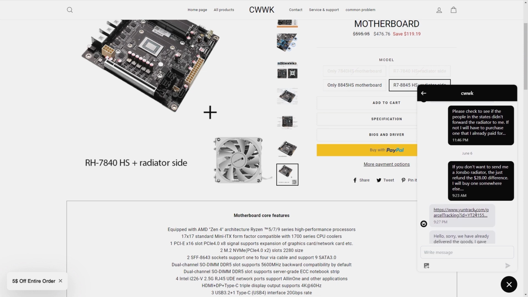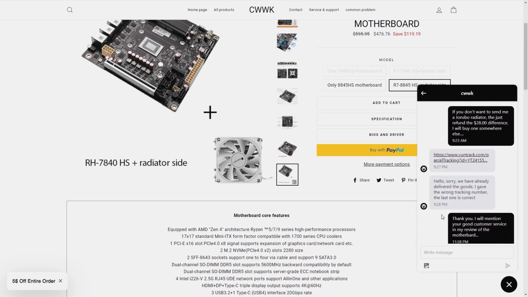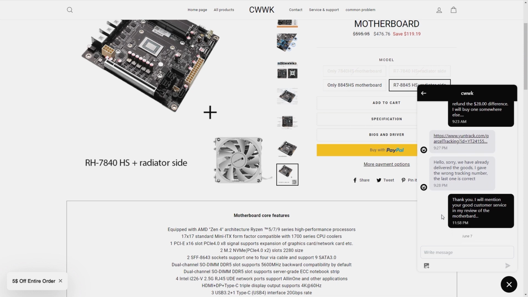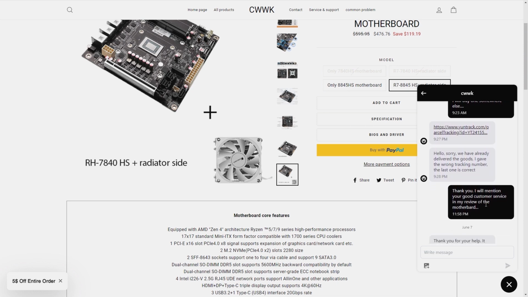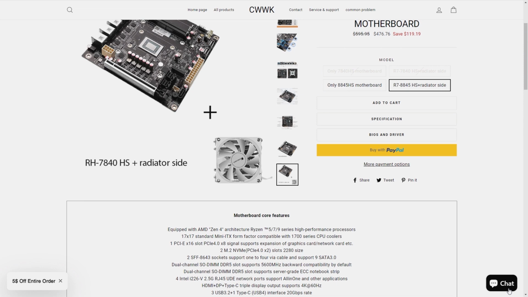Then they sent me a tracking number, the same tracking number. Sorry, we already have delivered the goods. Then they said, I gave you the wrong tracking number last time, okay? And that's what it was. Thank you. I'll mention your good service. I guess I got it. I'm not saying they're great or anything like that, but they did me right. The cooler, when they answered me, is already in New York someplace when it gets distributed. So I'm good with that.